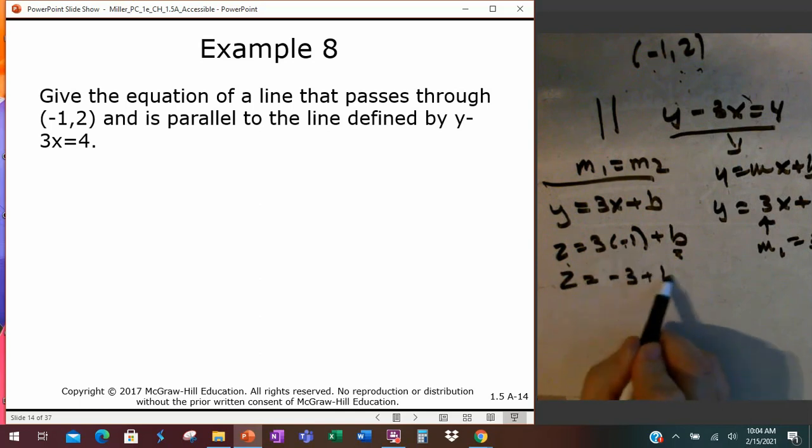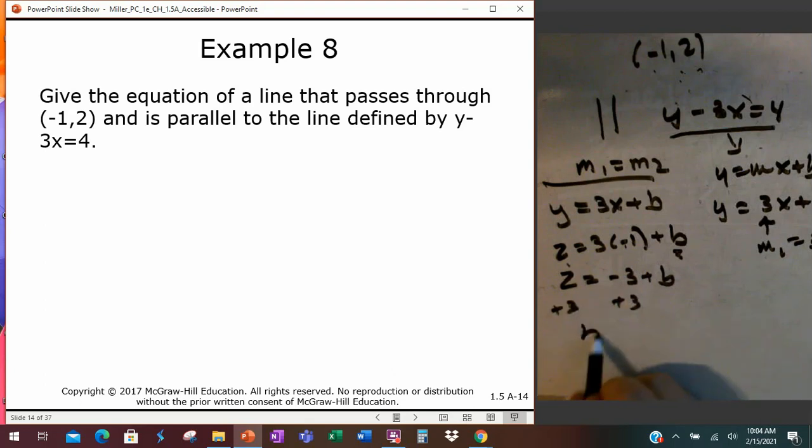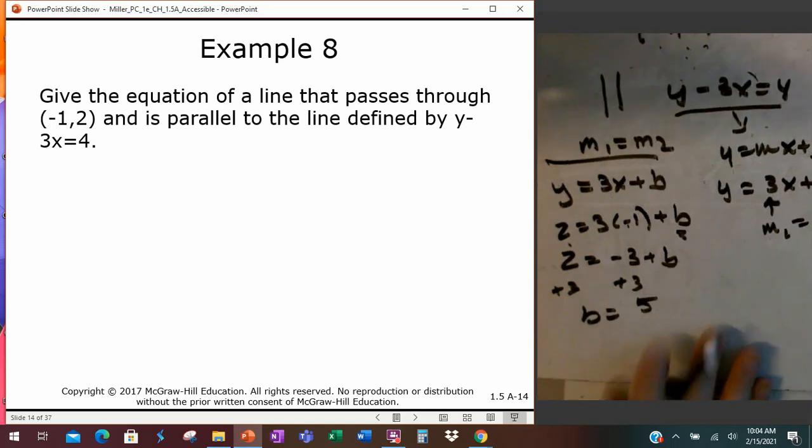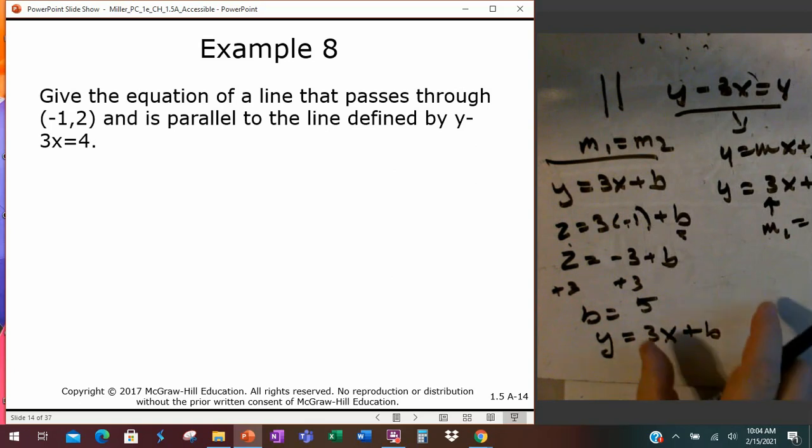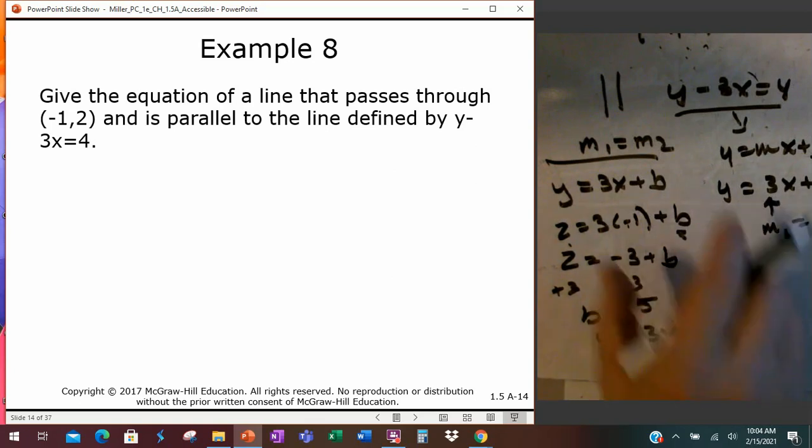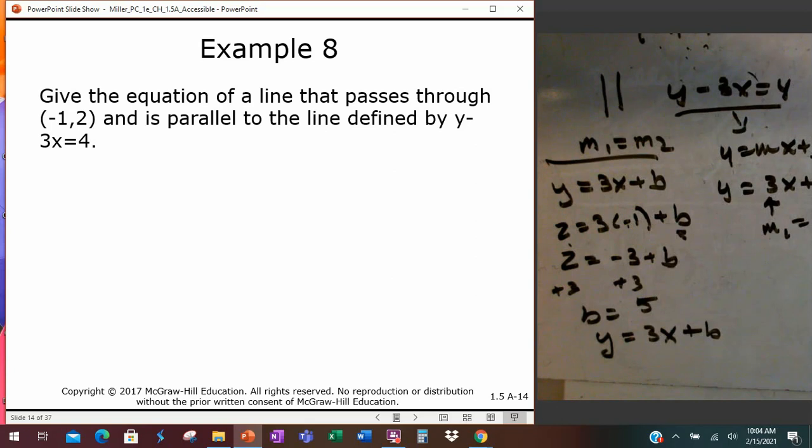Minus 3 plus b, and then I'm going to add 3 to both sides. I'm going to write it over this side. So b is equal to 5. And then I finish it up. y is equal to 3x plus 5. It has the same slope, and now it goes to a different intercept because I've slid that line to a different place.